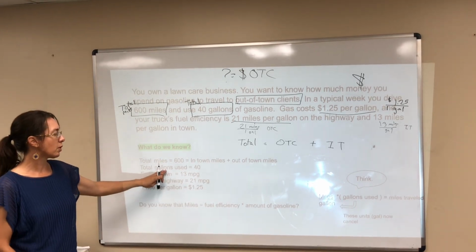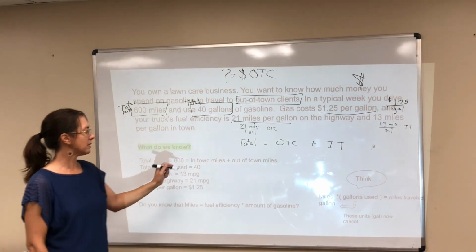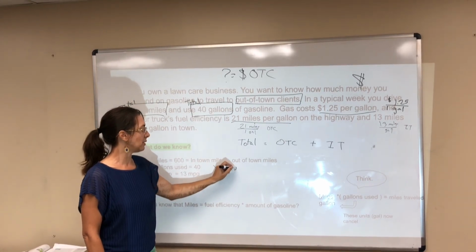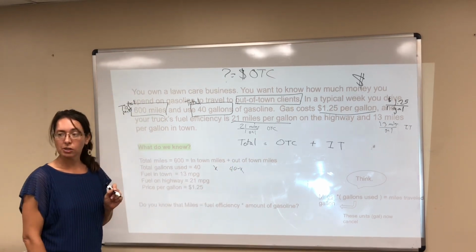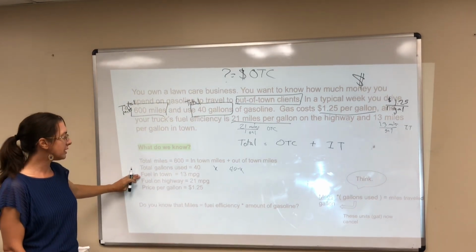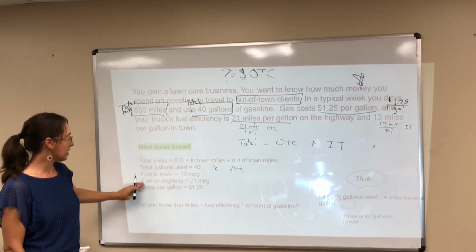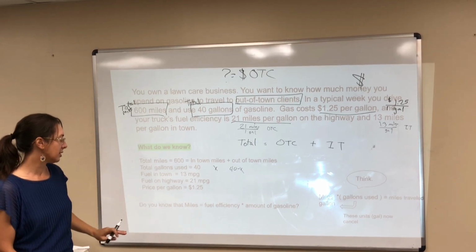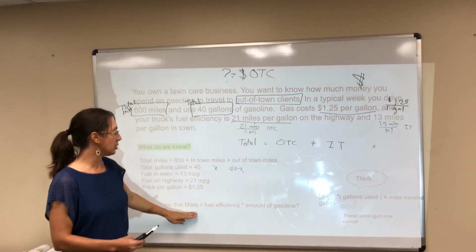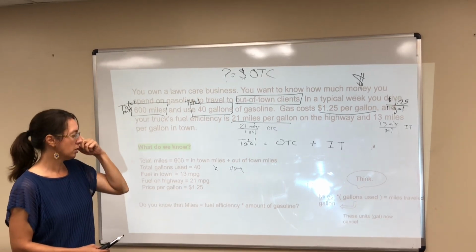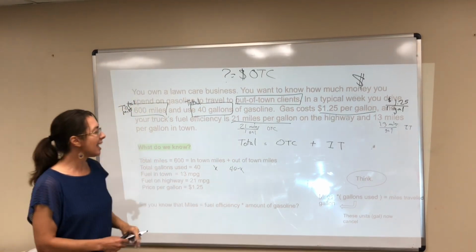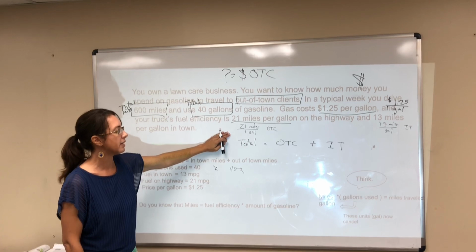Remember how we broke this apart last time? We said if I called out of town my X, then my in town would be 40 minus X. So we can use the same equation. Fuel in town is 13 miles per gallon, highway is 21, and there's my price per gallon. For miles, how many miles we travel is our fuel efficiency times our amount of gasoline, which comes from our miles per gallon on the highway.